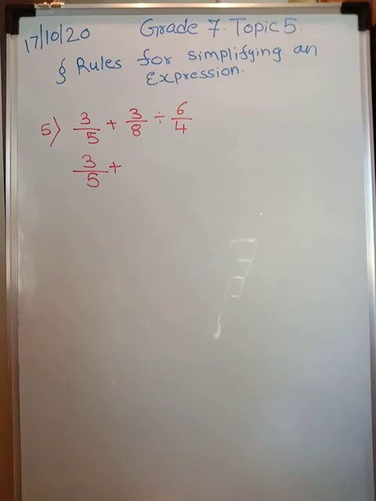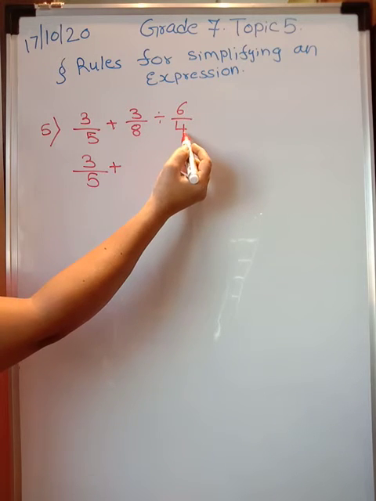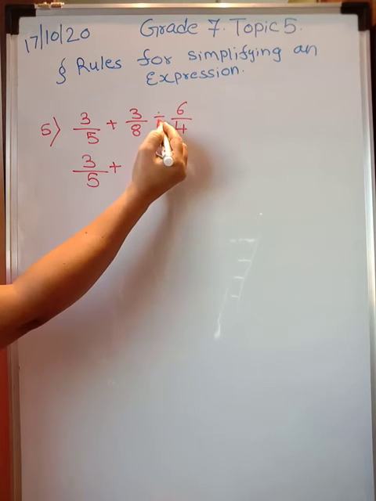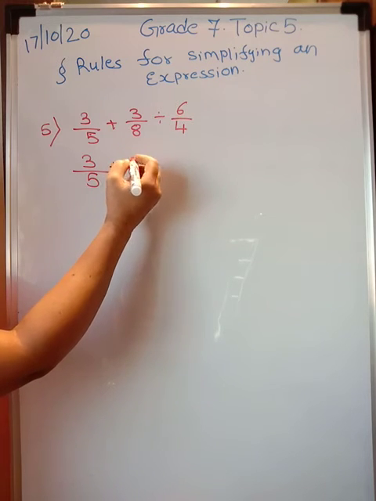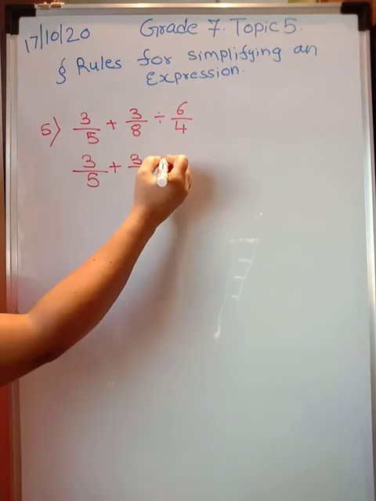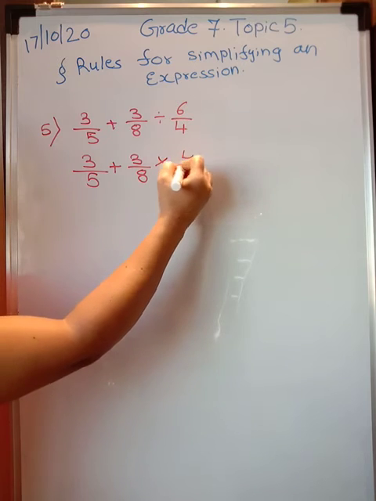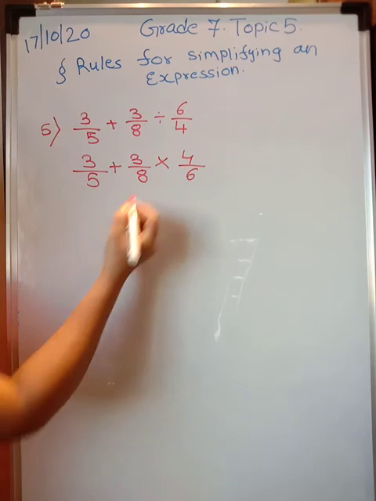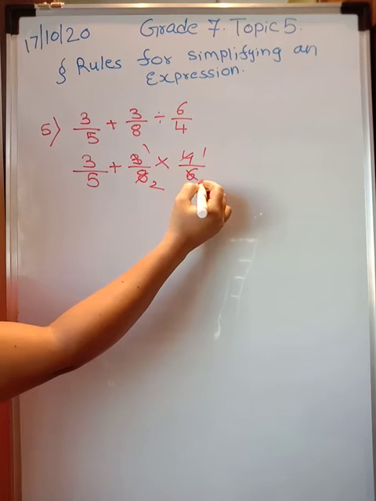Now let's go for the last problem. 3 upon 5 plus 3 upon 8 divided by 6 upon 4. According to BODMAS, division should be solved first. So I am converting this division into multiplication. How do you do it? It is 3 upon 8 because I won't be able to cut if division is there. So I am doing into and you have to take the reciprocal of this. 4 upon 6. Now 4 ones are 4, 4 twos are 8, 3 ones are 3 and 3 twos are 6.